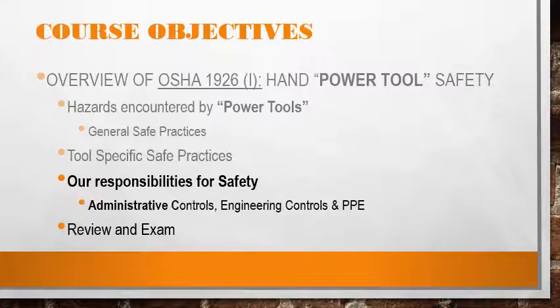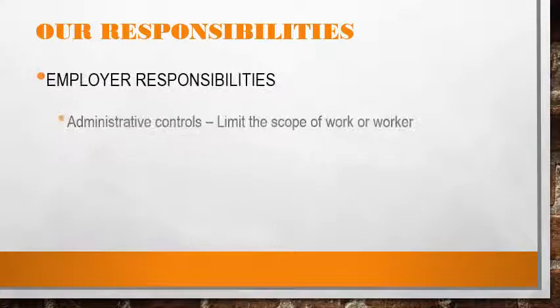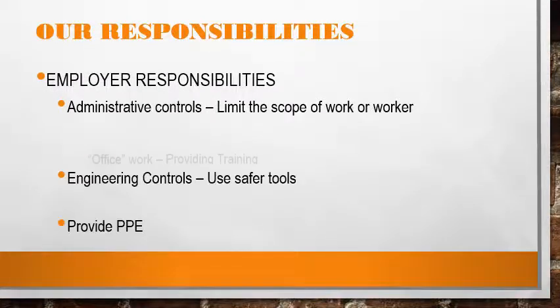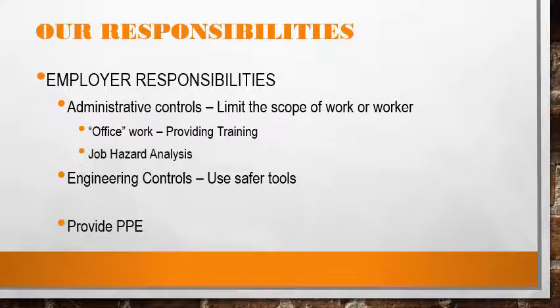Everyone has responsibilities when it comes to safety. Employers are responsible for administrative controls, engineering controls, and providing PPE. Administrative controls limit the scope of the work, or it's work done in the office to provide training and job hazard analysis. Engineering controls involve providing workers with safer tools that are well maintained, inspected, or replaced if they're broken. And employers are responsible to provide their employees with PPE, personal protective equipment.